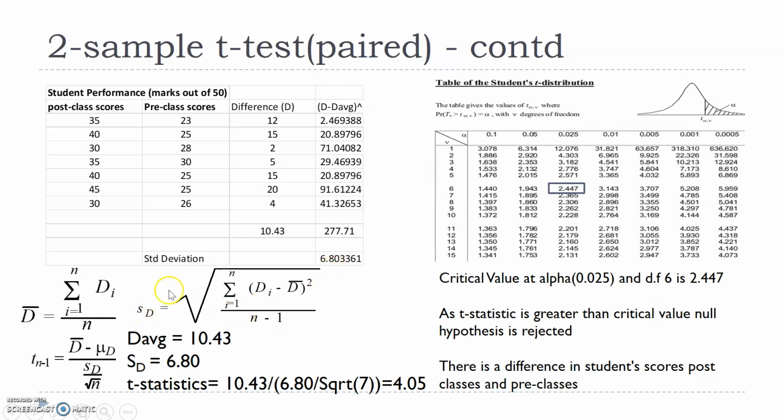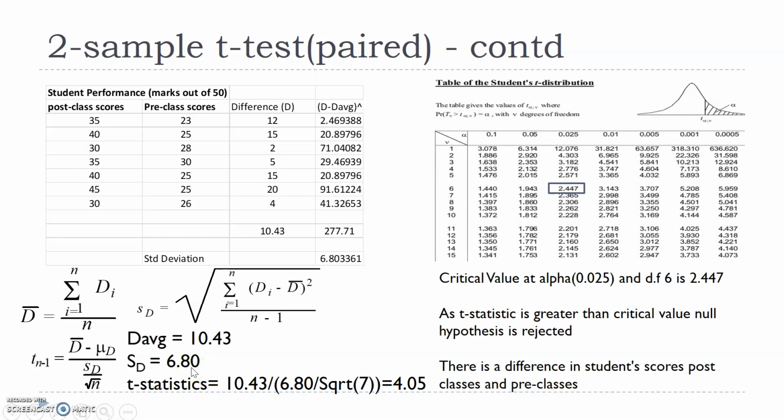Once I calculate the standard deviation, the formula still remains the same. So what is the observed difference? The observed difference I got is 10.43. What is my expected difference? The expected difference is mu d, right? The expected difference here is 0. Why is it 0? Because my null hypothesis says that both are equal. So always know that hypothesis testing is a conditional probability test. What is the condition? The condition is that your null hypothesis is true. What is my null hypothesis? In this case, I assume my population difference of means is 0. So that's why mu d is equal to 0.